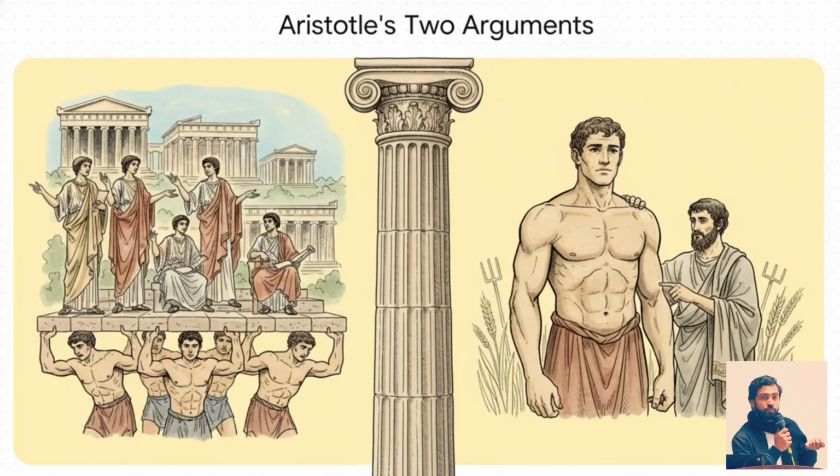First, there's the argument from above, which was all about the good of the state. He said slavery was necessary because it freed up citizens from manual labor, allowing them to participate in politics and philosophy. He even called slaves animate tools, living instruments. Then he made an argument from below, saying that some people are simply slaves by nature, that they lack full rational capacity and are better off being ruled by a master. It was a complete philosophical defense of the whole institution.